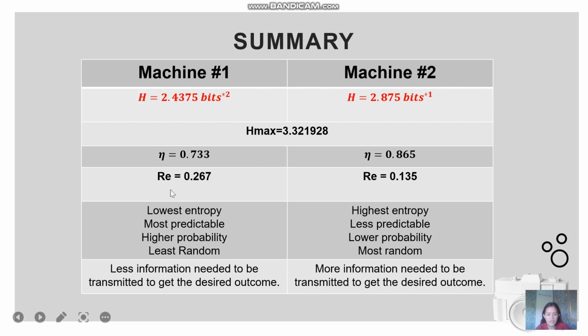For machine number 1, it has the lowest entropy, most predictable, and high probability, and least random, where less information needs to be transmitted to get the desired outcome. For machine number 2, it has the highest entropy, less predictable, lower probability, and most random. More information needs to be transmitted to get the desired outcome. So machine number 1 is better than machine number 2.